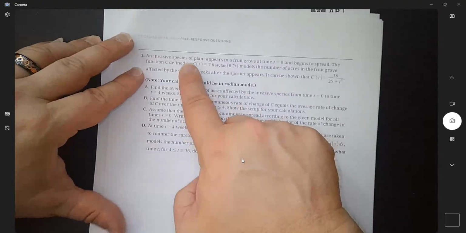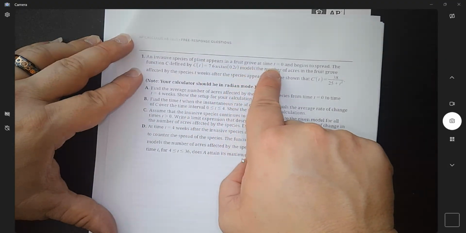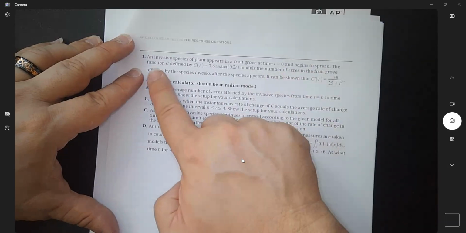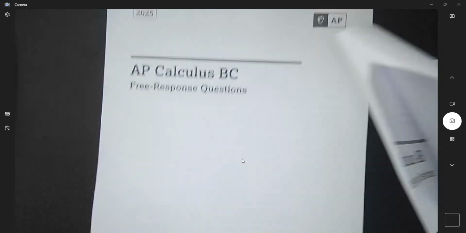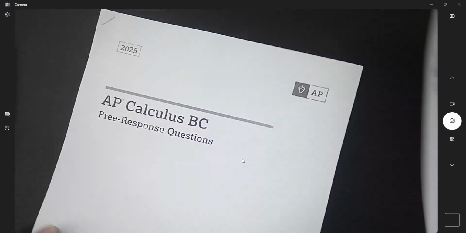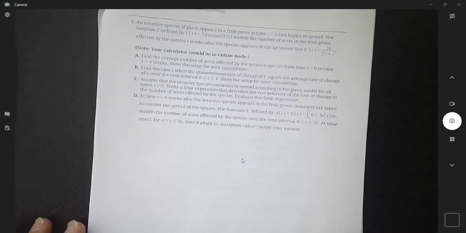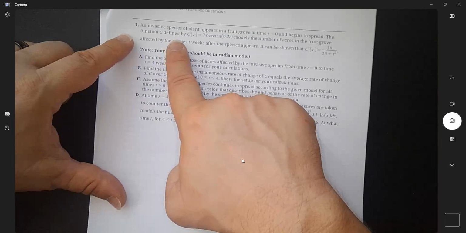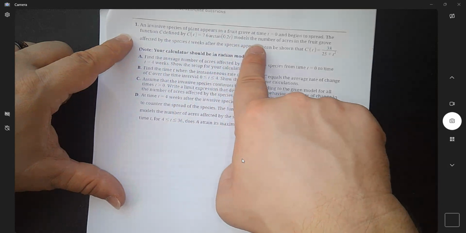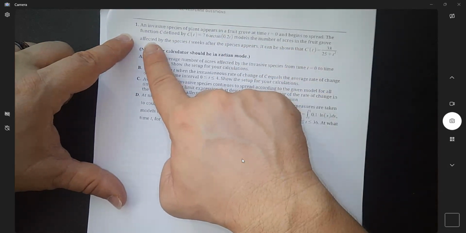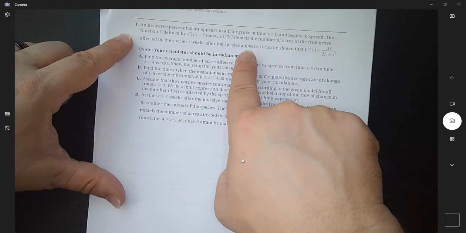All right, so AP Calculus AB, let's have a look here. Number one: an invasive species of plant appears in a fruit grove at time t equals 0 and begins to spread. The function C, now is this the same one as on BC? Because some of them are shared. Yes, okay, so this is number one for both AB and BC. The function C defined by this models the number of acres in the fruit grove affected by the species t weeks after the species appears.